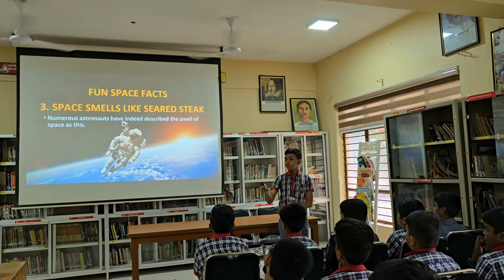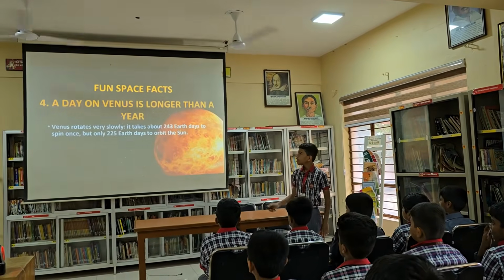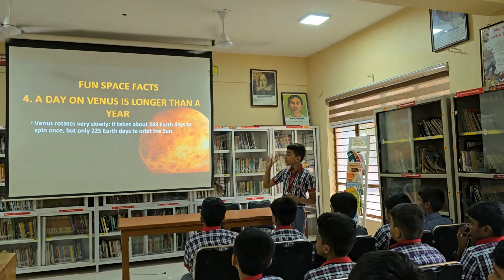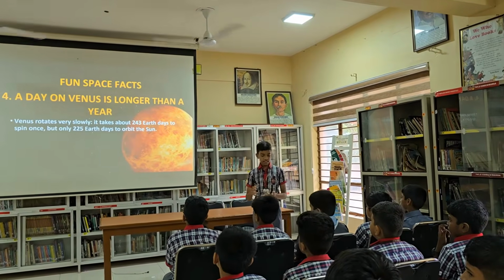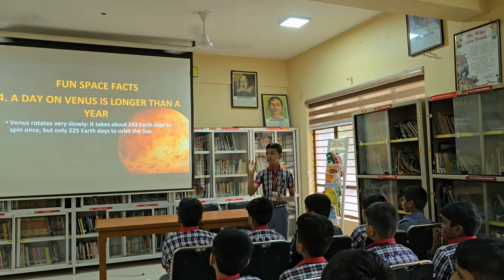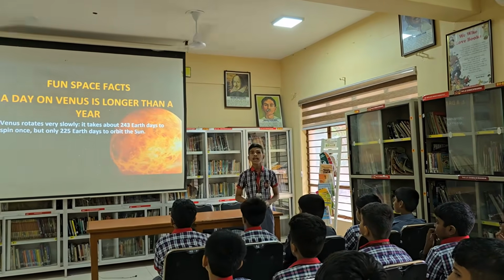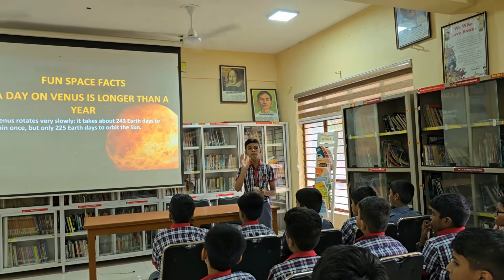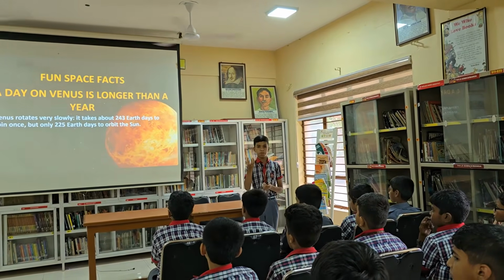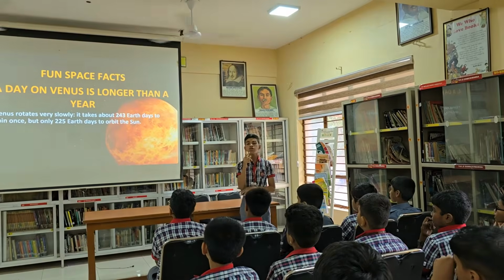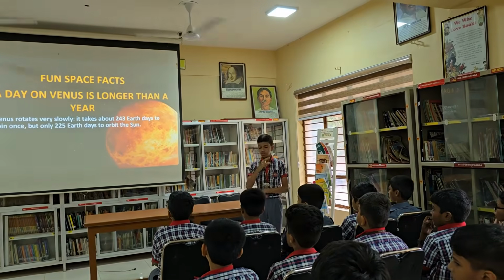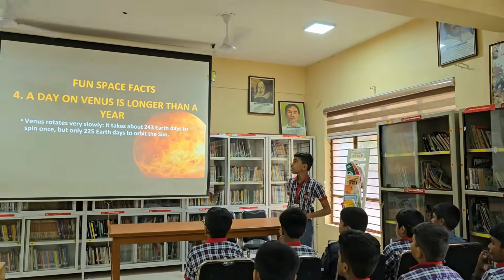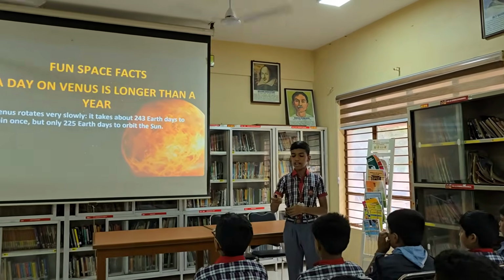And the fourth fun space fact is that a day on Venus is longer than a year on Venus. This is because Venus spins very slowly. It takes Venus 243 Earth days to complete one day, or one spin, while it takes Venus 225 years to complete one orbit around the Sun, which causes a day on Venus to be longer than a year.